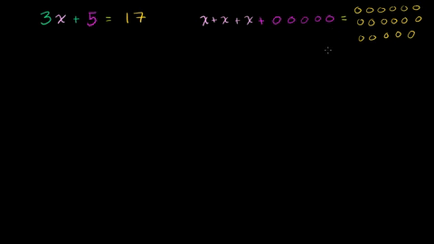Now, what can we do to both sides of this equation so we can get it in the form that we're used to, where we only have a 3x on the left-hand side, where we don't have this 5? Well, ideally, we would just get rid of these 5 objects here. You would literally get rid of these 5 objects. 1, 2, 3, 4, 5. But like I said, if we get rid of 5 objects from the left-hand side, we have to get rid of 5 objects from the right-hand side. So we have to do it here too. 1, 2, 3, 4, 5.